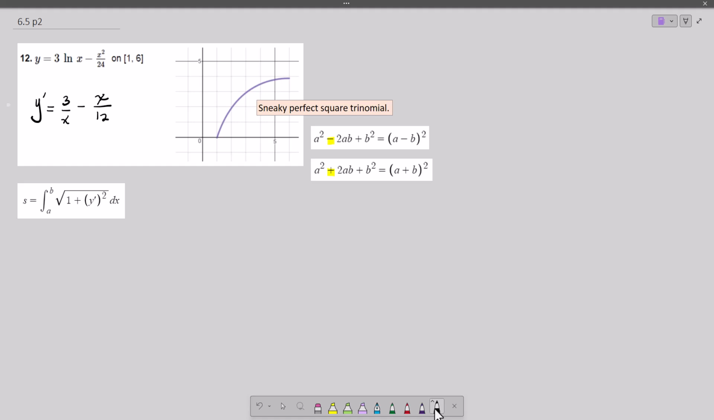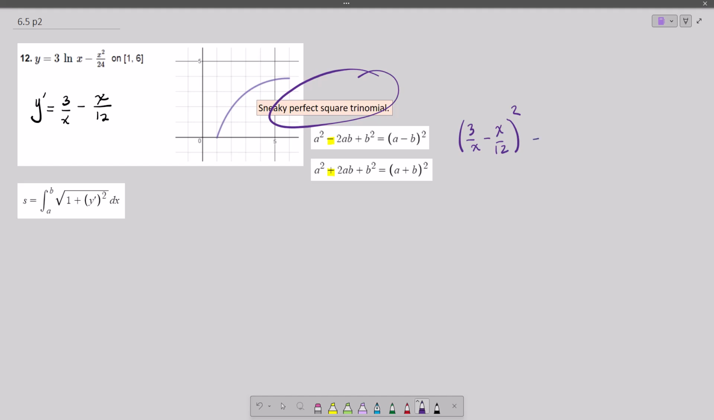And now we have to square this. The derivative is squared in our brand new arc length formula. So I'm going to come over here and square it off on the side. I'm going to say 3 over x minus x over 12 squared. Notice this up here. I said it's a sneaky perfect square trinomial. So here is what I mean by that.